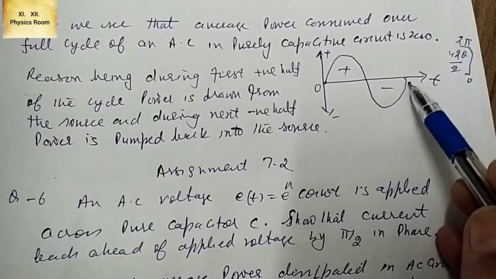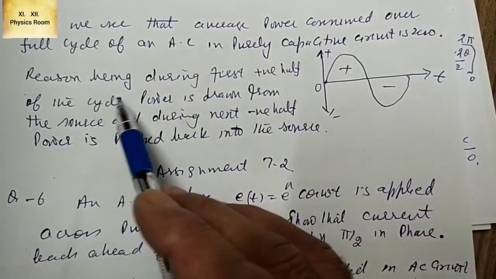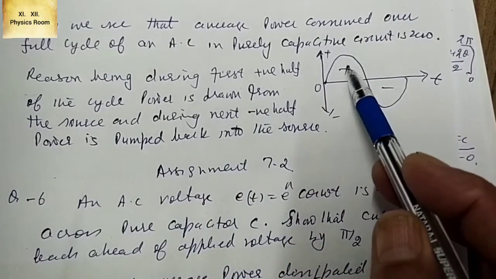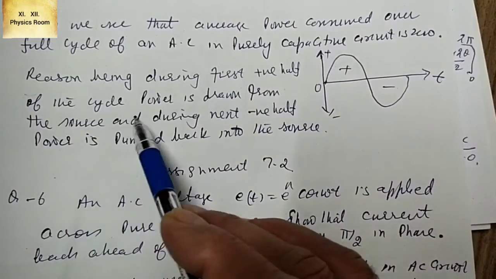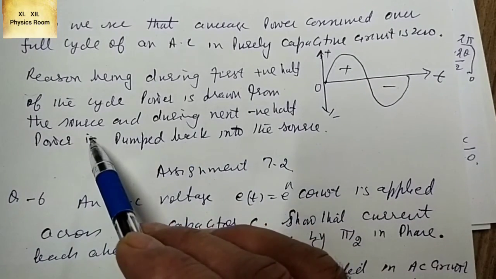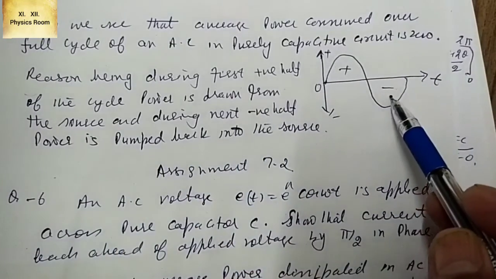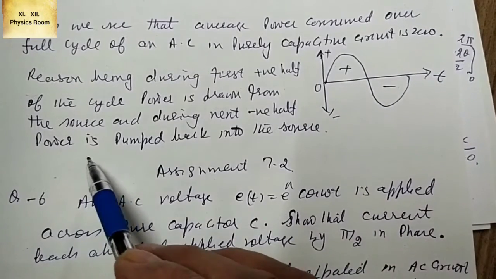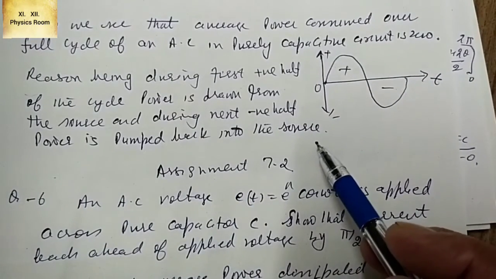This is a full cycle, positive half, negative half. Reason being, during the first positive half of the cycle, power is drawn from the source, and during the next negative half of the cycle, power is pumped back into the source.